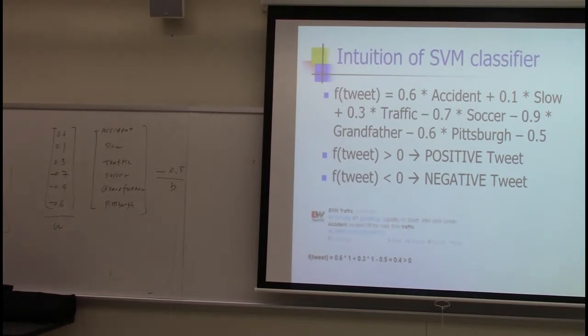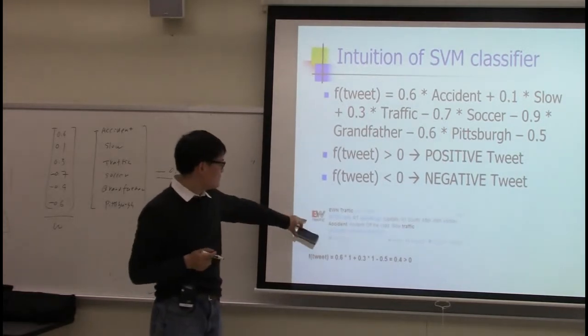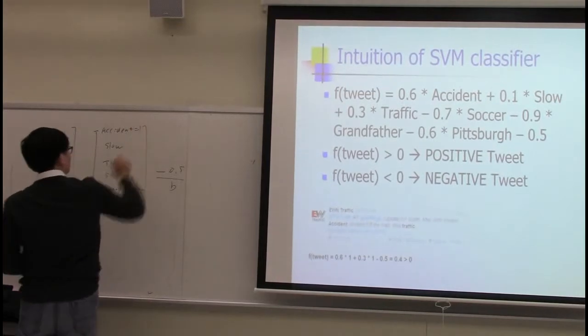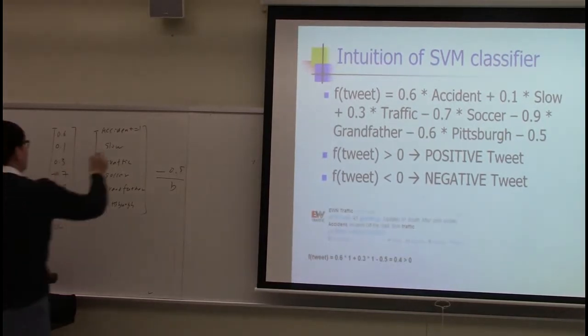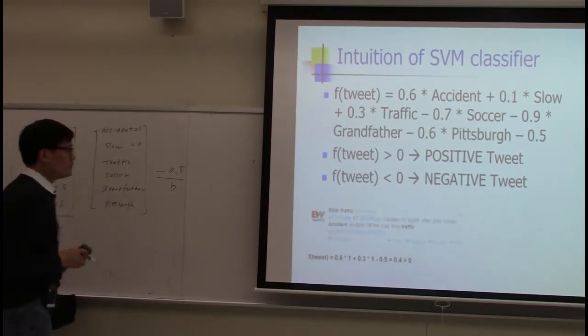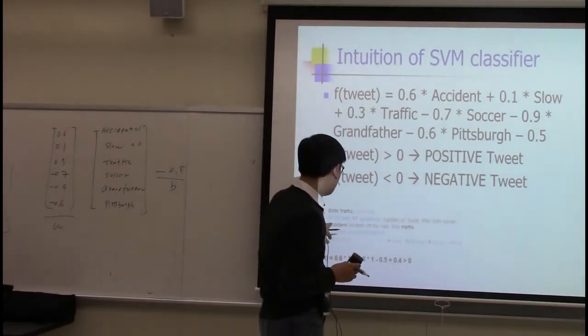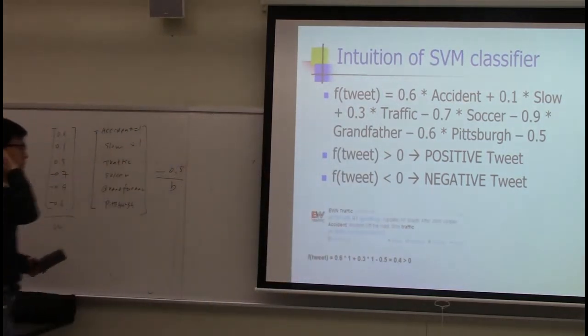Then suppose this tweet. So you count what is the frequency of accident. Here frequency 1, right? So this is equal to 1. How about frequency of slow? Oh, slow. Yeah, you're right. Slow should be 1, in the second line, slow traffic. And then traffic equal to 1.